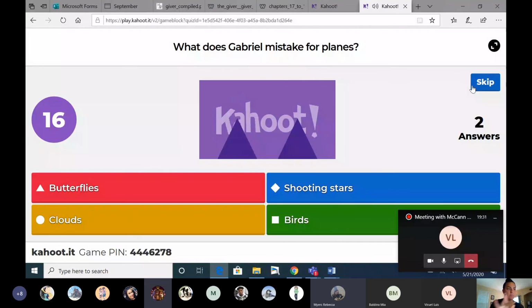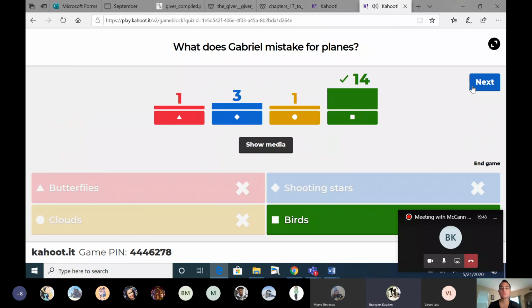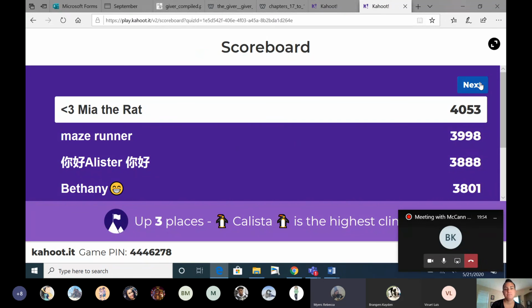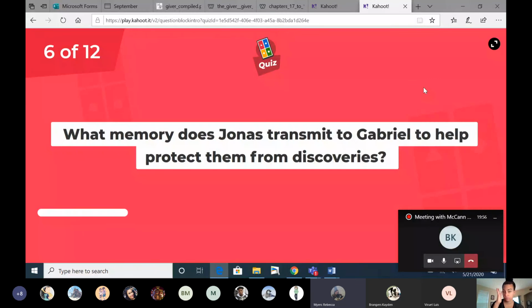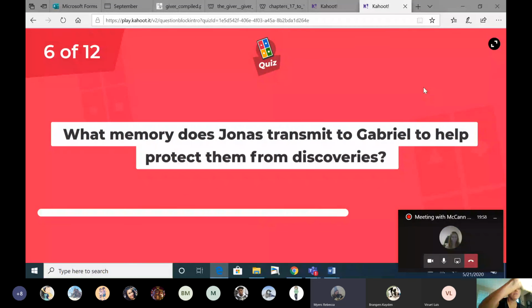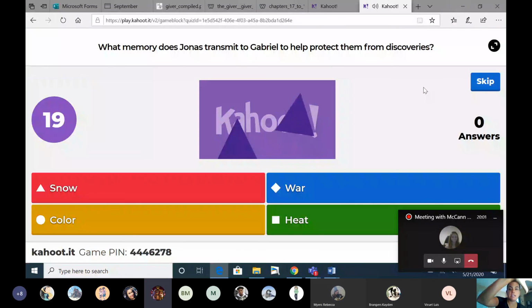Oh, I know this one. What does Gabriel mistake for a plane? Who thinks a shooting star is a plane? Birds. I don't know. Because little kids look very little. What memory does Jonas transmit to Gabriel to help protect them from discovery, from them being found?